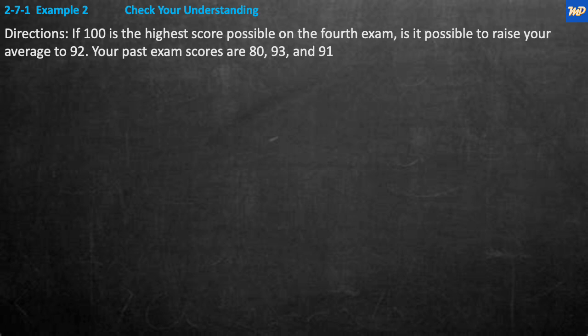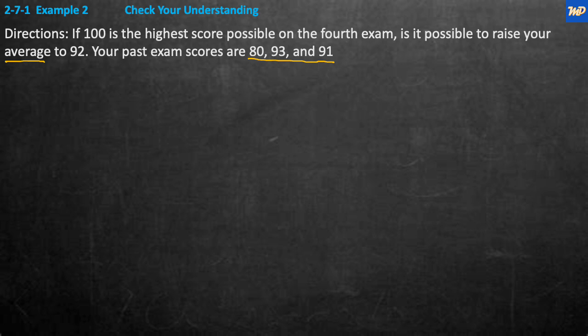So it says here, if 100 is the highest score possible on the 4th exam you're going to have, is it possible to raise your score to an average of 92? Well, since I said the average, we know that we are looking for the mean. It says your past scores were 80, 93, and 91. That's from the previous slide. So what it's asking then, is it possible to get a 92? How high does your test score have to be to get a 92? Well, let's run the problem and see what it comes up with.